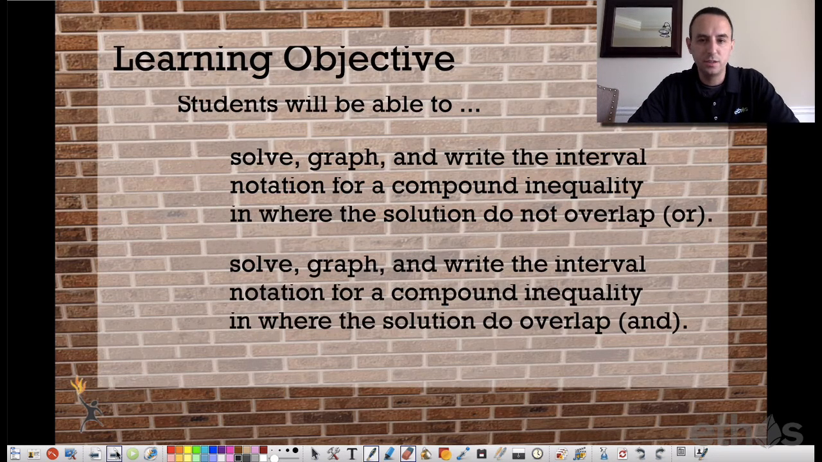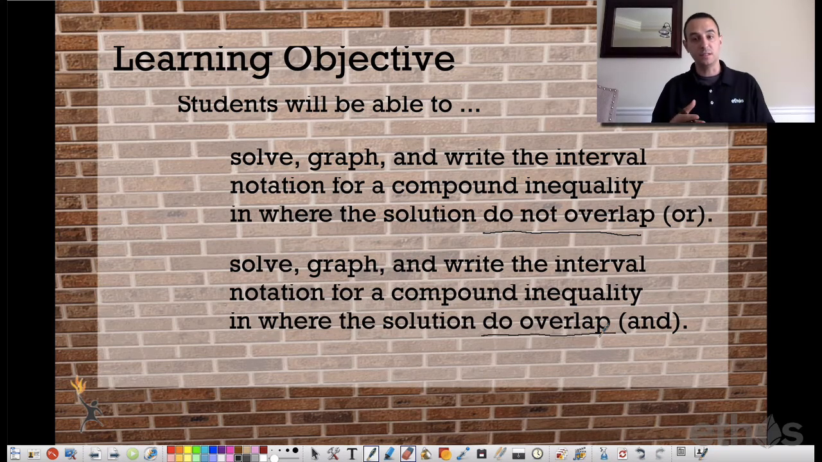So our goal today is that you can graph and write an inequality with an or inequality as well as an and inequality. And you'll see that or inequalities do not overlap, but and inequalities do. And that kind of makes sense.